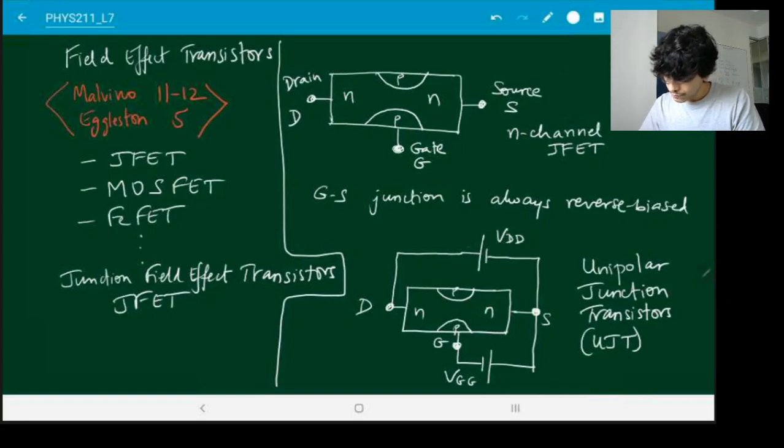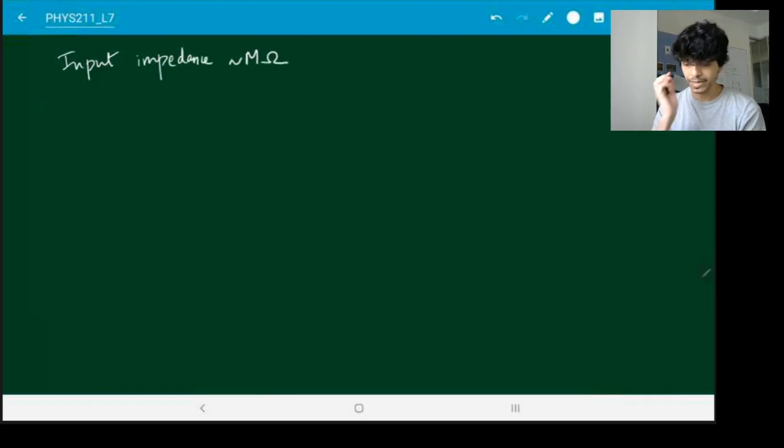What is the point of using this kind of device? Turns out that the input impedance is very high. It is of the order of mega ohms, which is what makes this kind of transistor very attractive for use. So as far as actual practical uses are concerned, very often FETs are preferred over BJTs for applications.